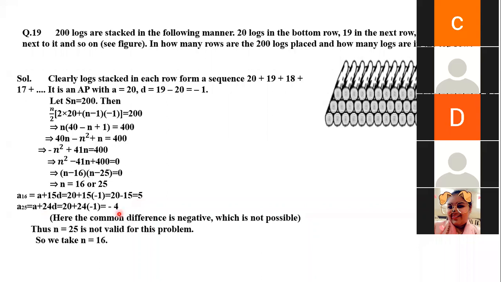So we'll see the reason. Here the common difference is negative, which is not possible. Thus n is 25 is not valid for this problem. The topmost log can't be a negative value, so we have to take n value 16. So if we take n as 16, the 200 logs are placed in 16 rows and the number of logs in the top row is 5.